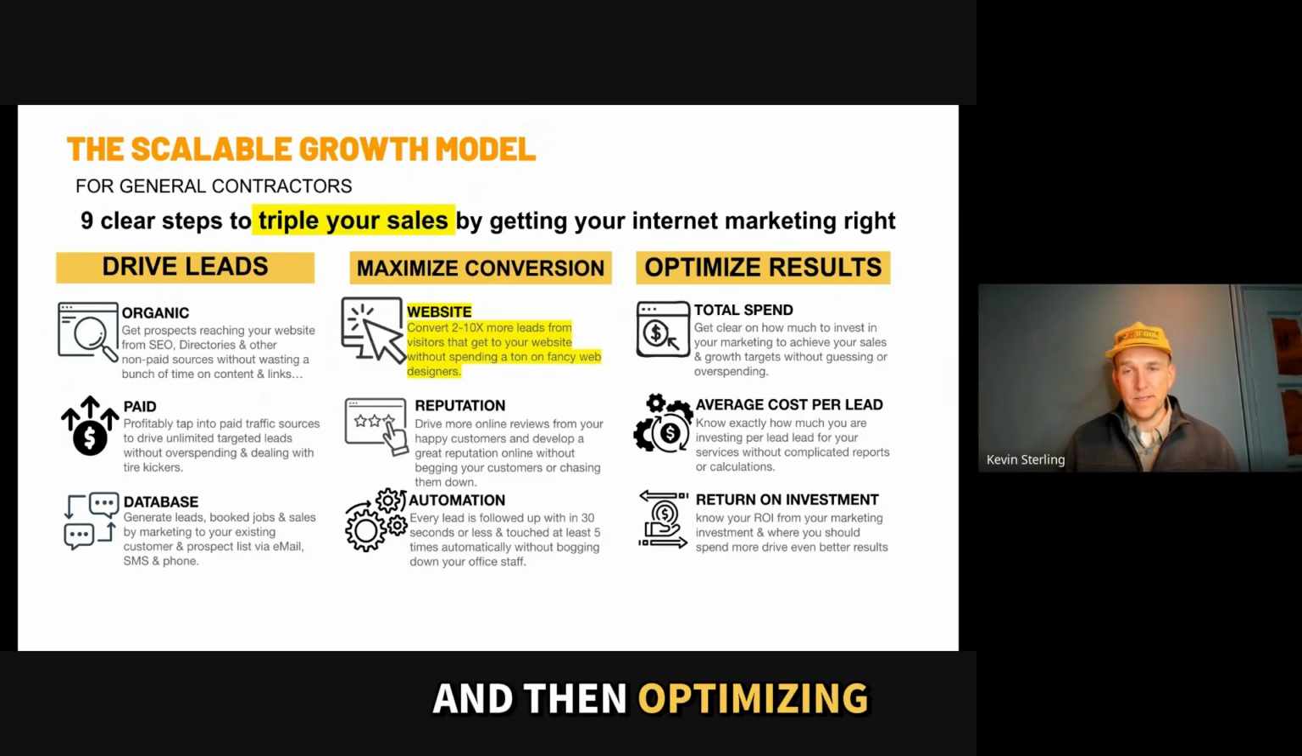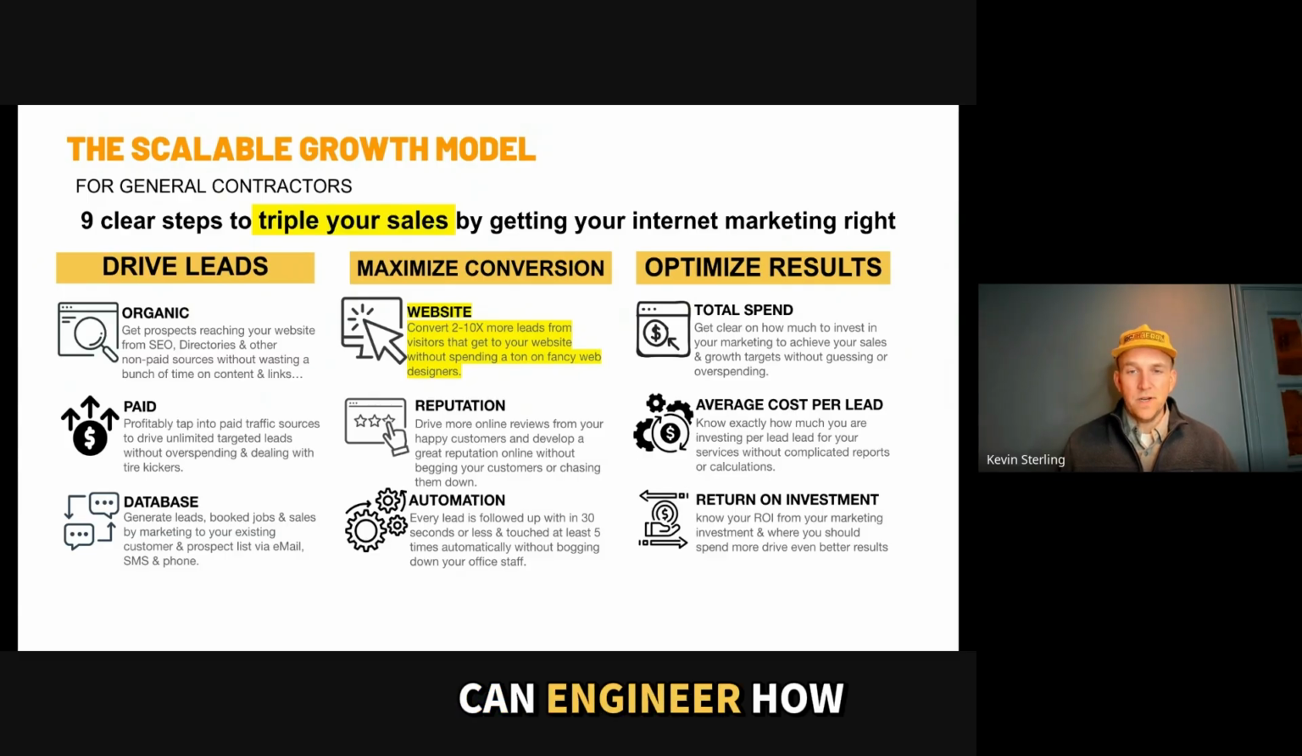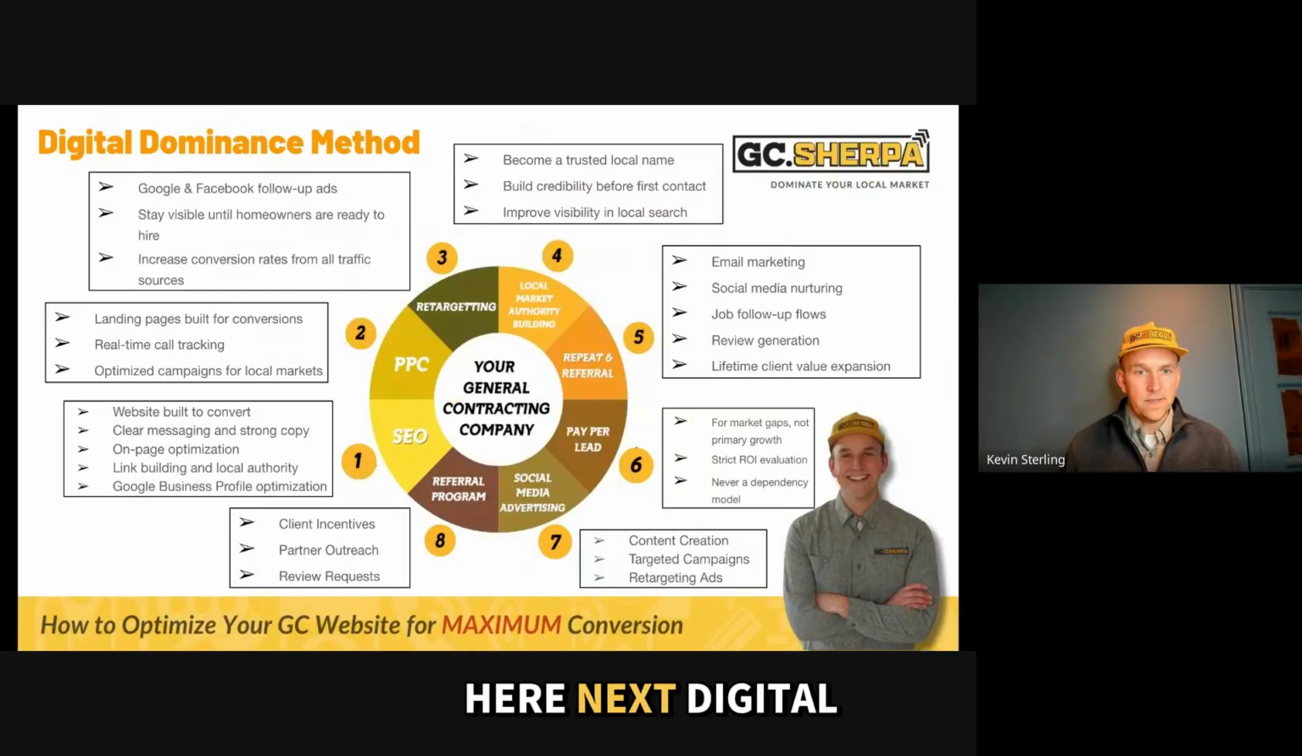And then optimizing these results. So we got leads, we got conversions, and then how do we sort of get more of it? And so you can engineer how much you're spending. You can play around with how much each lead is costing you, and then also look at the ROI of all these mechanisms. So we're going to go here next. Digital dominance. These are all the tools that you have at your disposal.